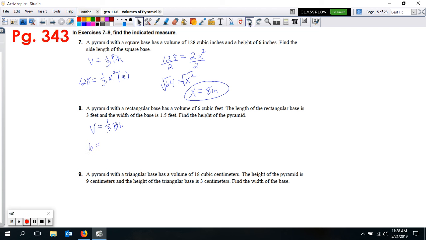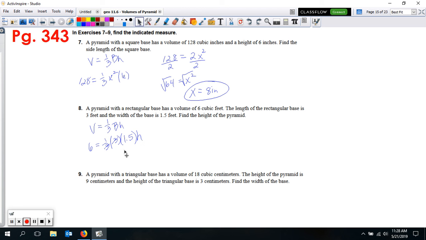It says it right there, volume of 6 cubic feet. We're going to put the 1/3 there. Our base area, well, what's that base area going to be? It says the length of the rectangular base is 3 feet, and the width is 1.5. So it's really 3 times 1.5. So we could say 3 times 1.5 times h. And then the h is the one we don't know.